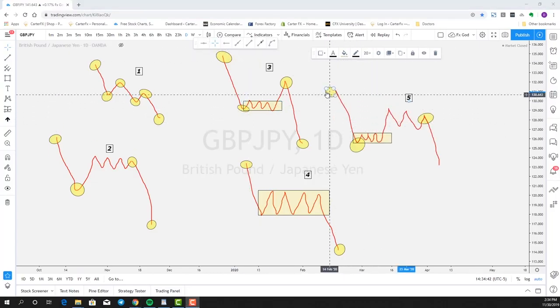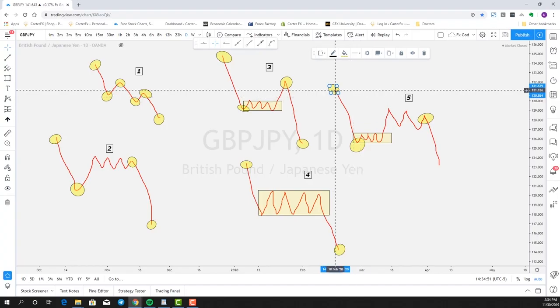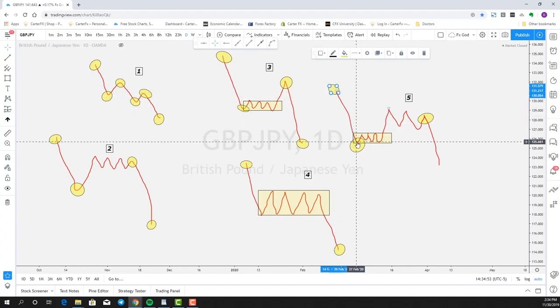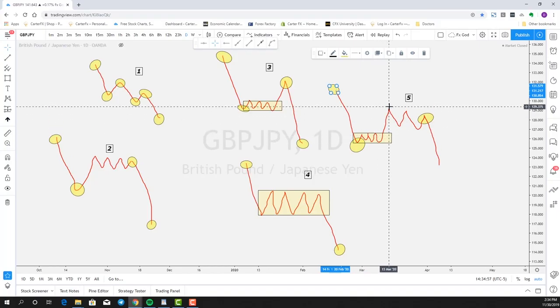So here you can see in variation 5, you have a complex pullback that involves consolidation, right? So here you can see we fell from a lower high into a lower low. We then traded sideways. We popped out of consolidation.